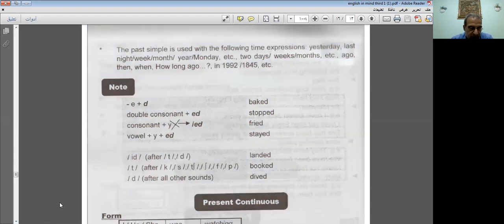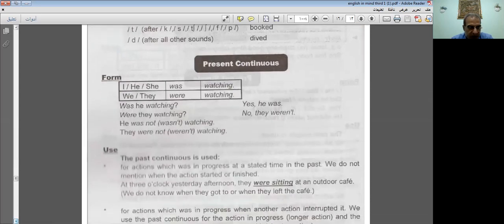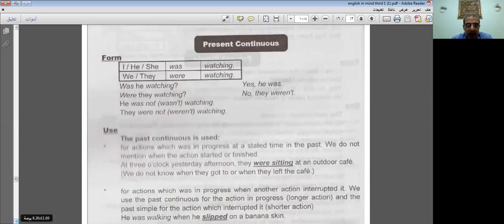Here we have the past continuous. As I told you, there is a mistake here: it says present, but it is past continuous. As you see here, we have was or were. This is from the book, not from us.